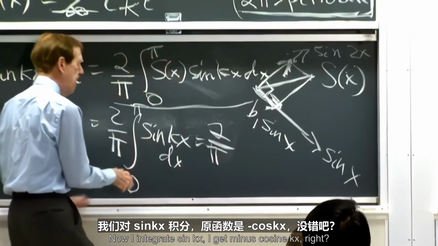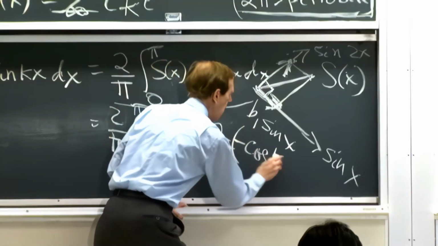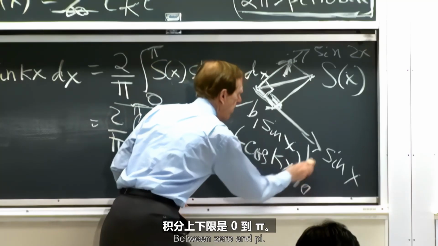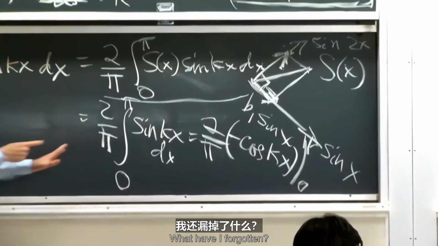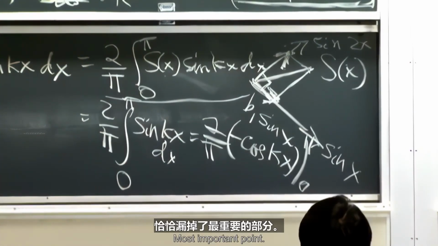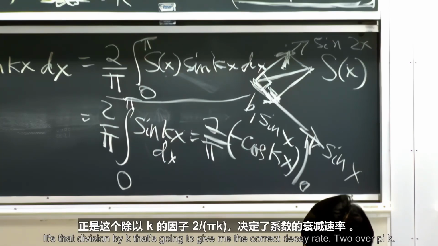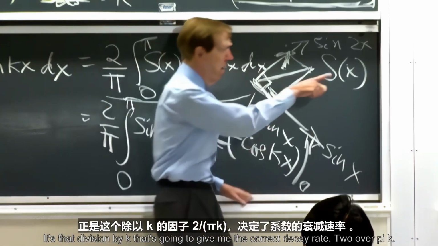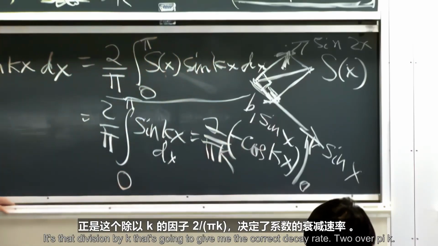So I've got 2 over pi. Now I integrate sine kx, I get minus cosine kx, right? Between 0 and pi. And what else? What have I forgotten? Most important point. The integral of sine kx is not minus cosine kx. I have to divide by k. It's that division by k that's going to give me the correct decay rate. 2 over pi k.